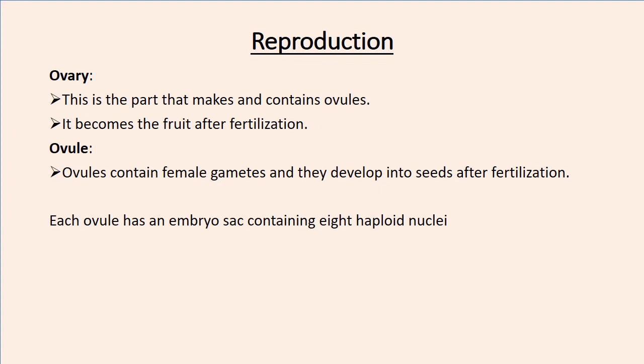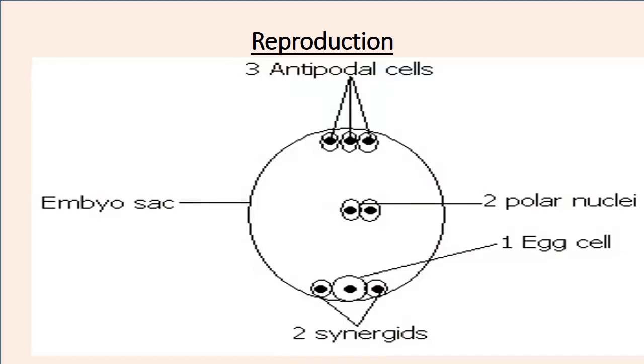Each ovule has an embryo sac containing 8 haploid nuclei. Those who have done genetics, we know what haploid means. It means it contains a single chromosome for a given characteristic. So it has 8 haploid nuclei. Nuclei is plural for nucleus.